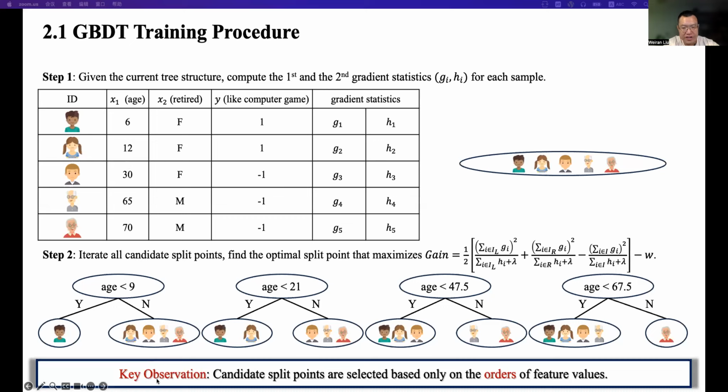Our key observation is that although the split condition is decided by the average of some feature values, all candidate split points are selected based only on the orders of the feature values.